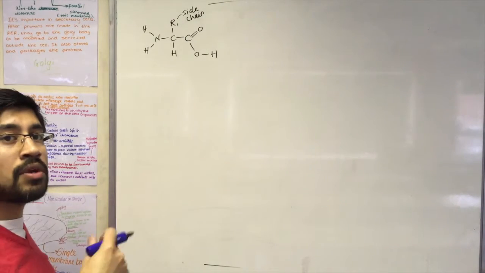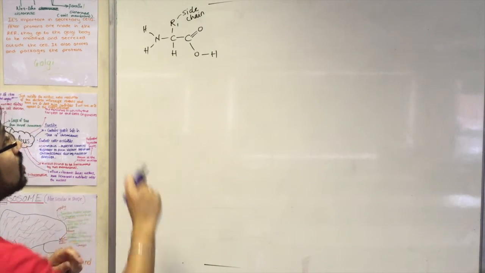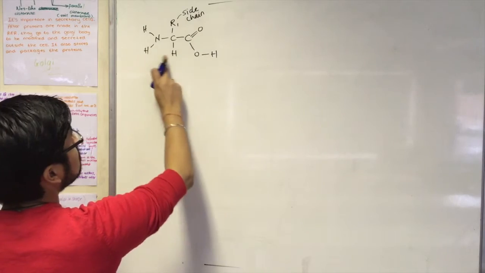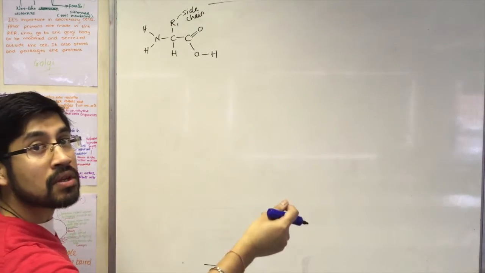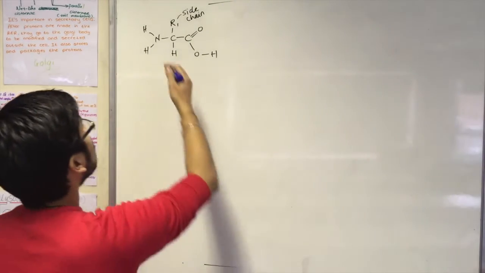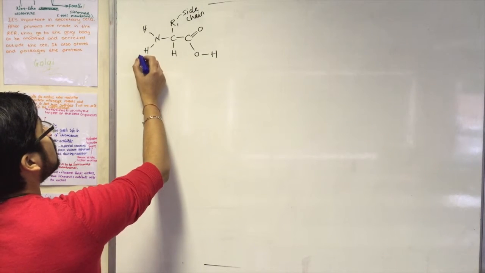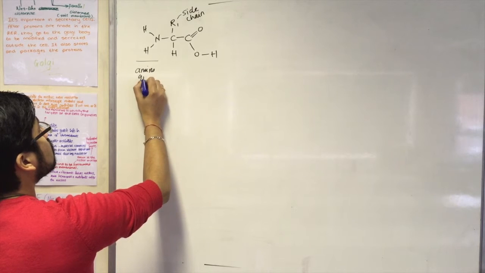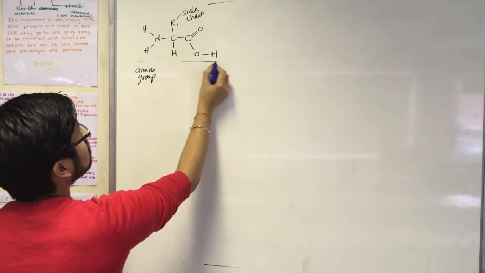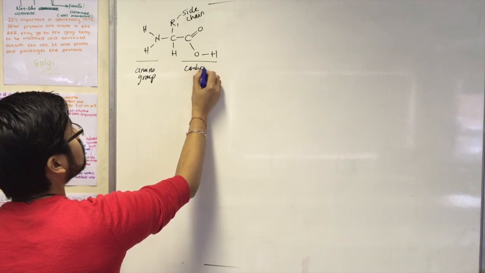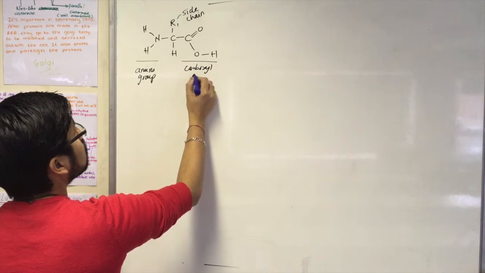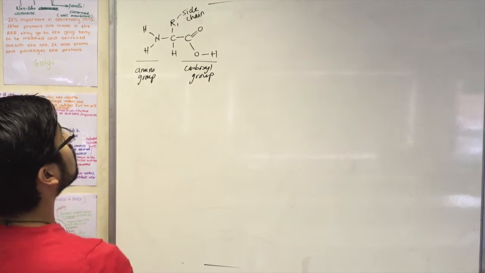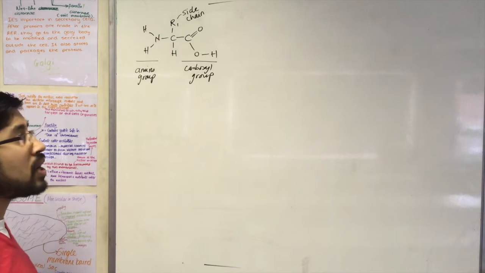Okay, and they give each amino acid its kind of unique properties, but each amino acid also has these three in common, i.e. they're identical. Right, so this is the amino group. That's the carboxyl group. Okay, and that's our amino acid.